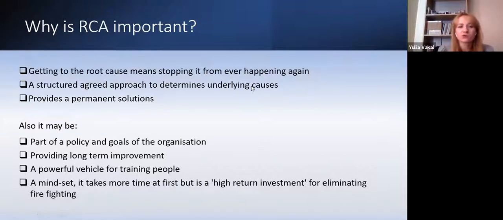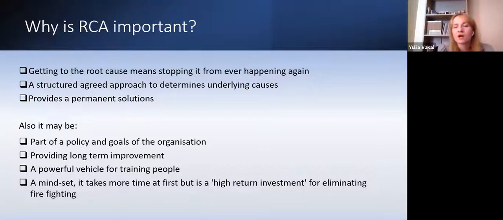It may also be just a part of the policy or goals of an organization. It very much depends on the industry or organization and its level. But very often, especially in healthcare and machinery engineering, it's just a part of the policy to do root cause analysis. It provides long-term improvements. It's a powerful vehicle for training people. We just mentioned an example that you could train people in these areas. And it's basically just a mindset.